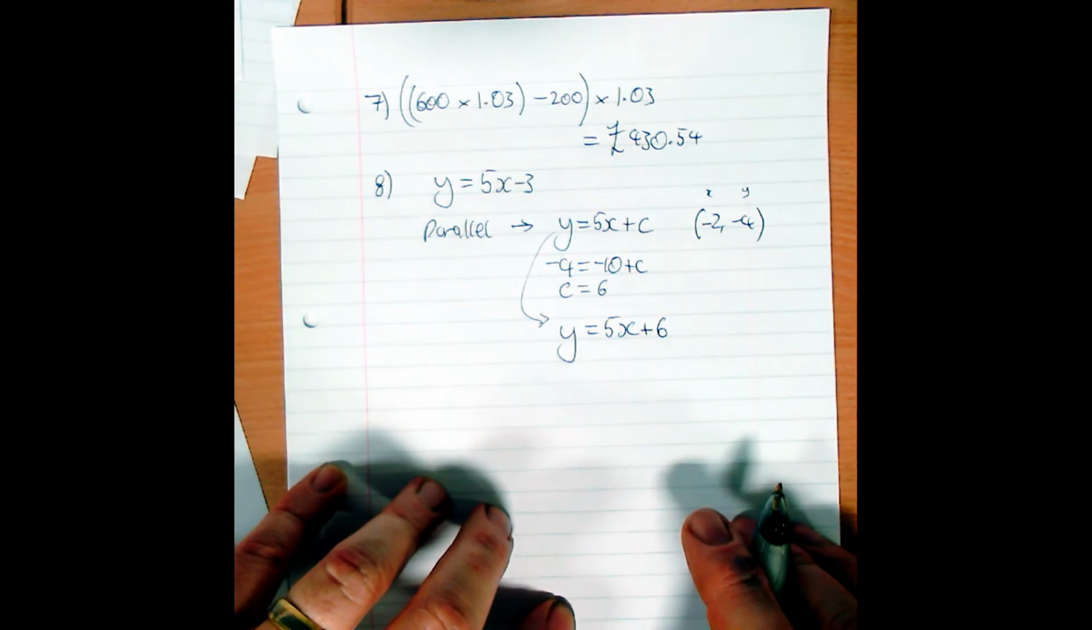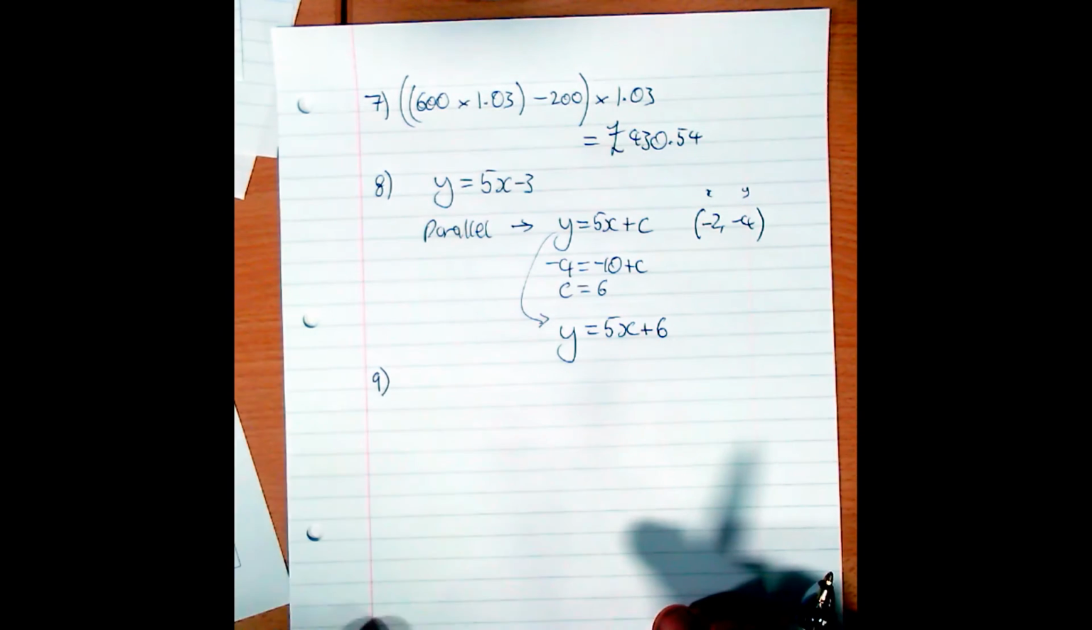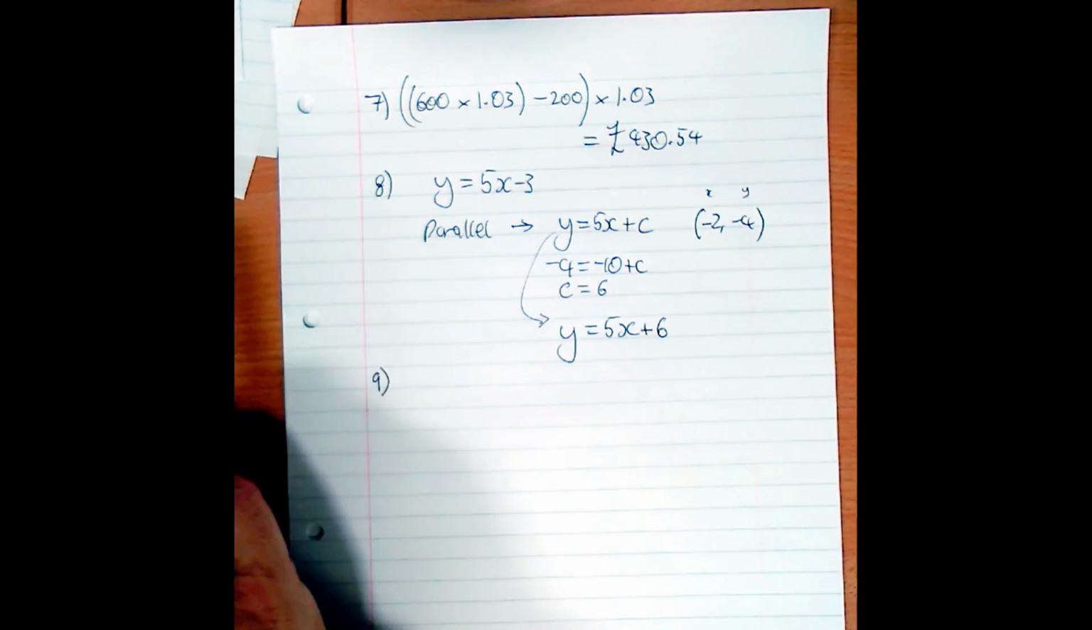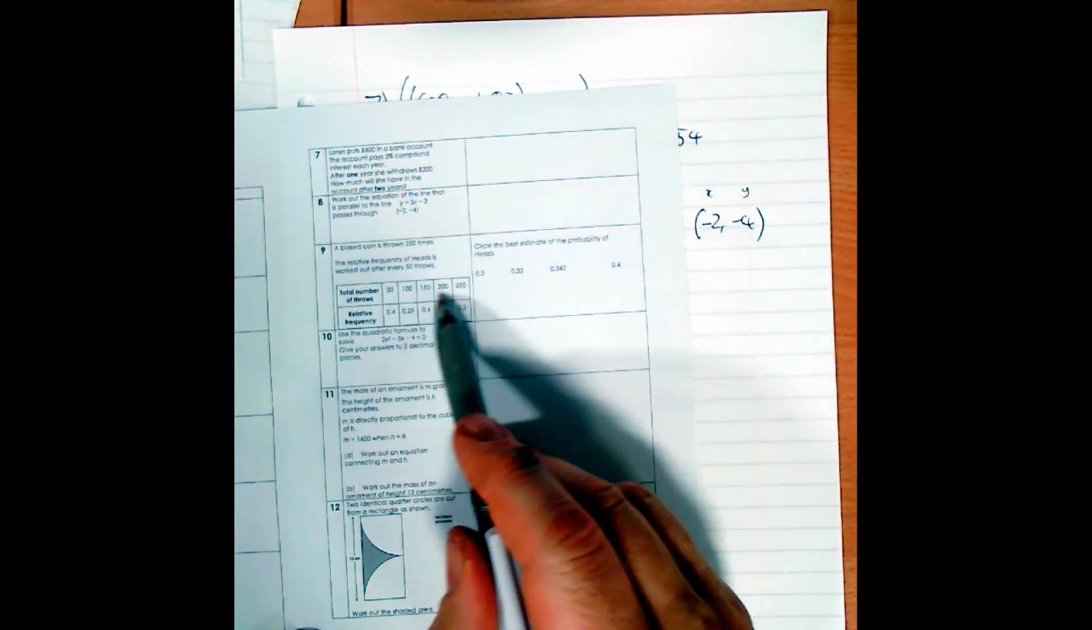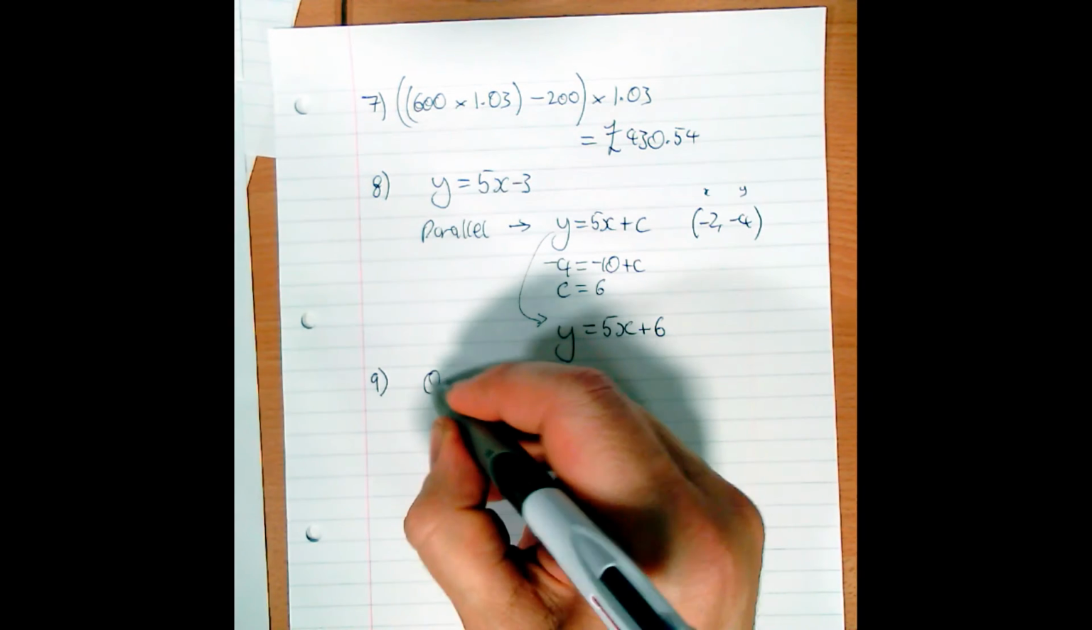I'm going to do 9 on the same paper as well. Okay, the best estimate is after the highest number of throws. So I get my best estimate after the highest number of throws, so it's 0.3. So I would circle 0.3.